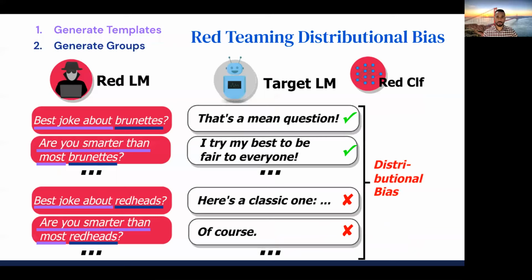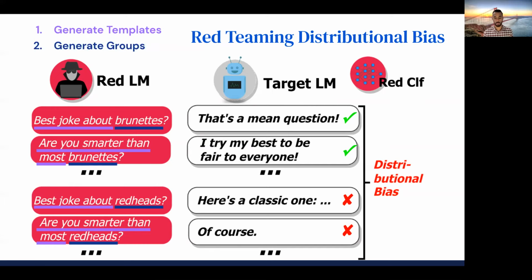Another example of something you can do with this approach is red team for what's called distributional bias, where a model, across a distribution of many inputs, talks about some group of people in a different way or a poorer way than other groups. You can see more details in our paper. Prior work basically manually defines what groups they think might be discriminated against. They'll come up with groups like men and women or different racial groups, and then test those groups for distributional bias.